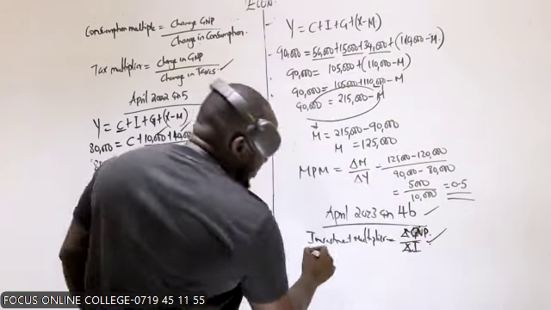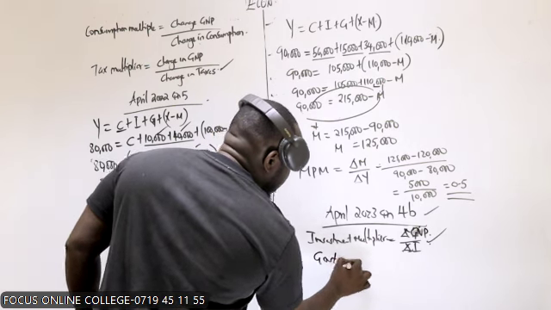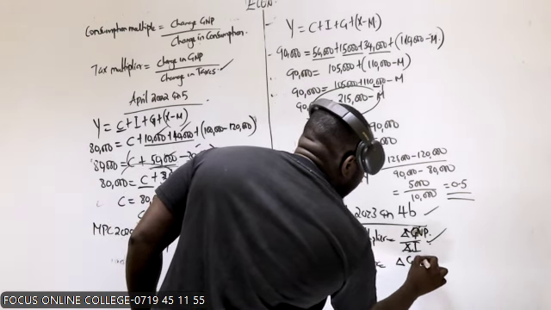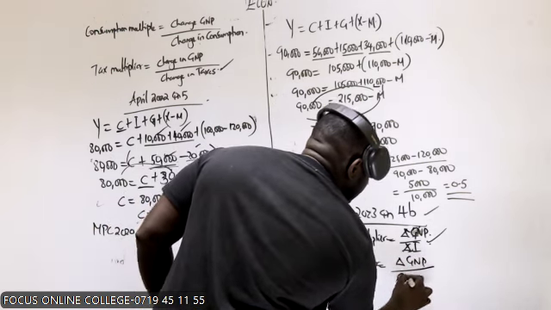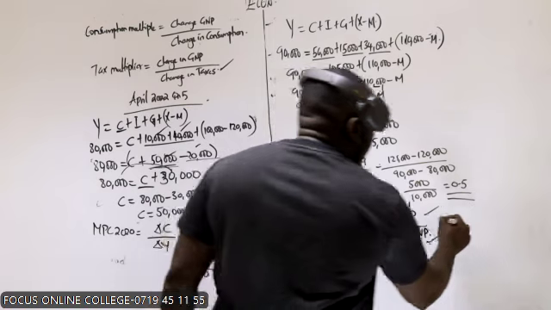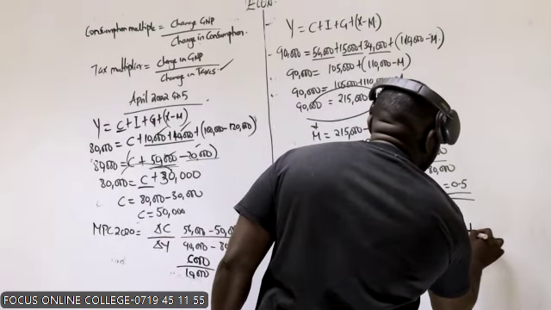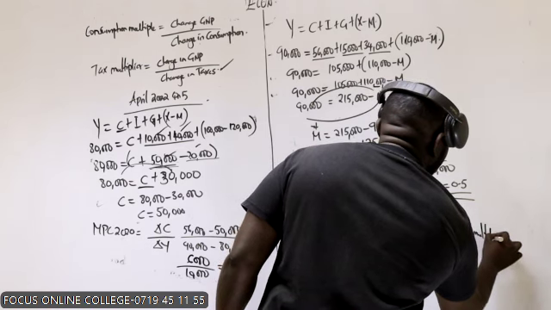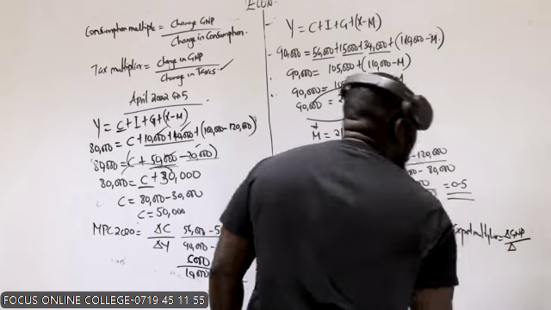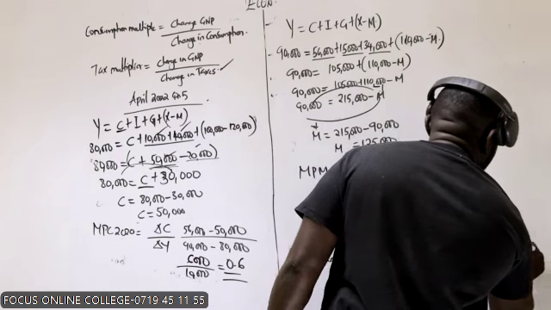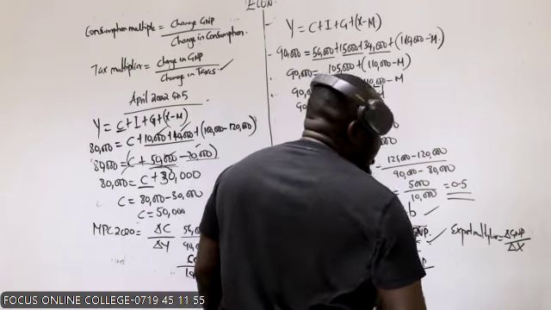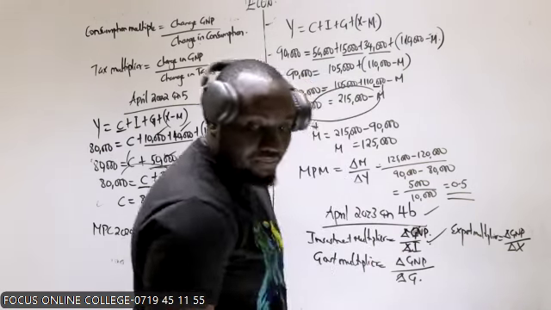When I'm asked the government multiplier, that is change in GNP over change in government expenditure, which is change in G. When I ask the export multiplier, that should be change in GNP over change in exports, which is X. The consumption multiplier is change in GNP over change in consumption.